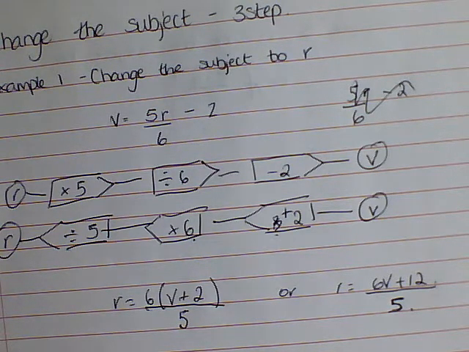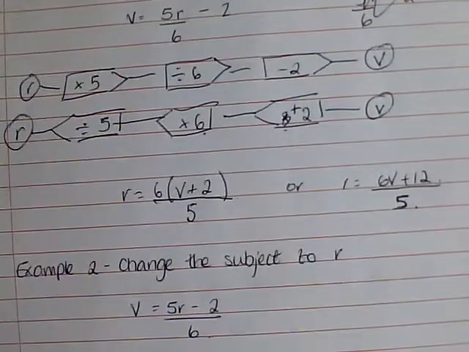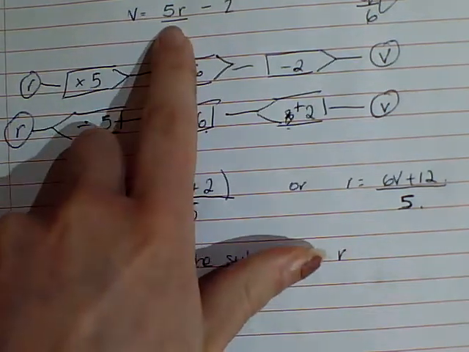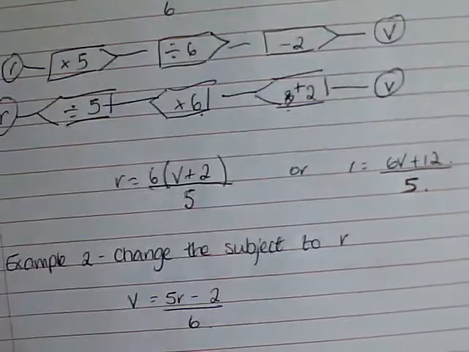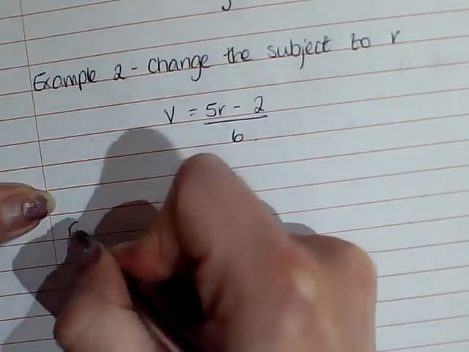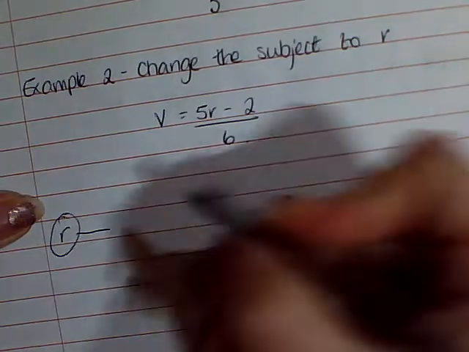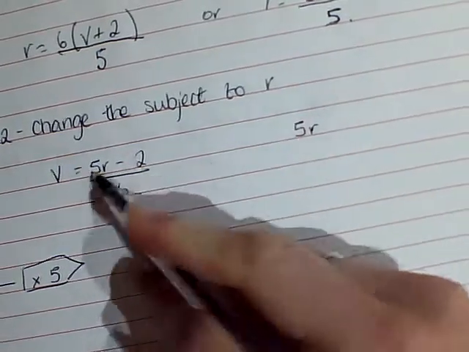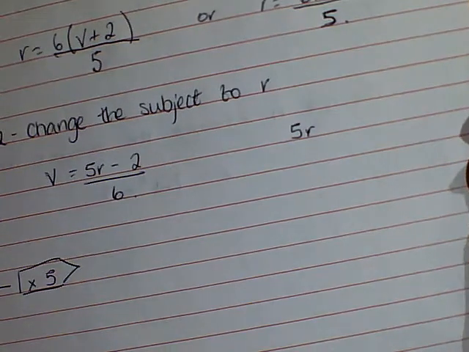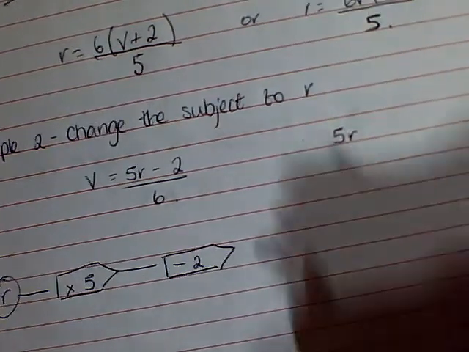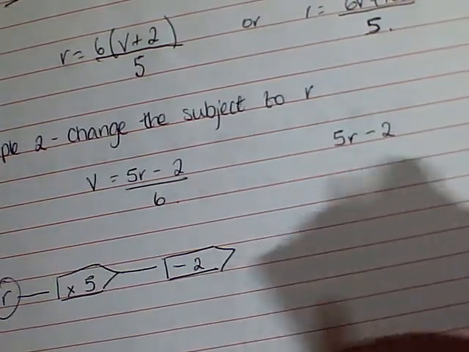I'm going to do another example that looks very similar. Can you see that the only difference is this divide goes right across, this one doesn't? It does make a huge difference. So I still want R to be the subject. And I'm still going to times by 5 first. Because R times 5 is 5R, and that's where I'm starting. Now this is the bit that changes. We're going to subtract by 2 next. And then we're going to divide by 6.